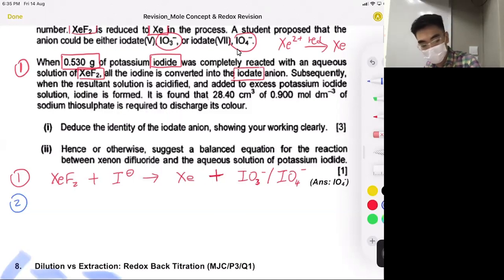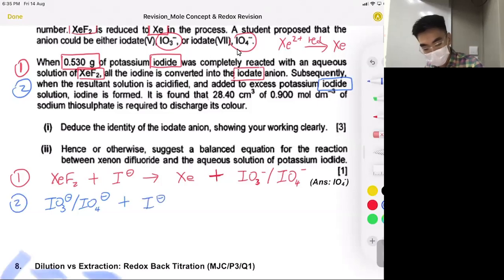Let me just color code this. Number two, and added to iodide. Okay, so I'm going to write down here IO3 minus / IO4 minus. We don't know which one it is, by the way. And then I want to react with I minus again to give us I2. Looking at my color coding, I form iodine.